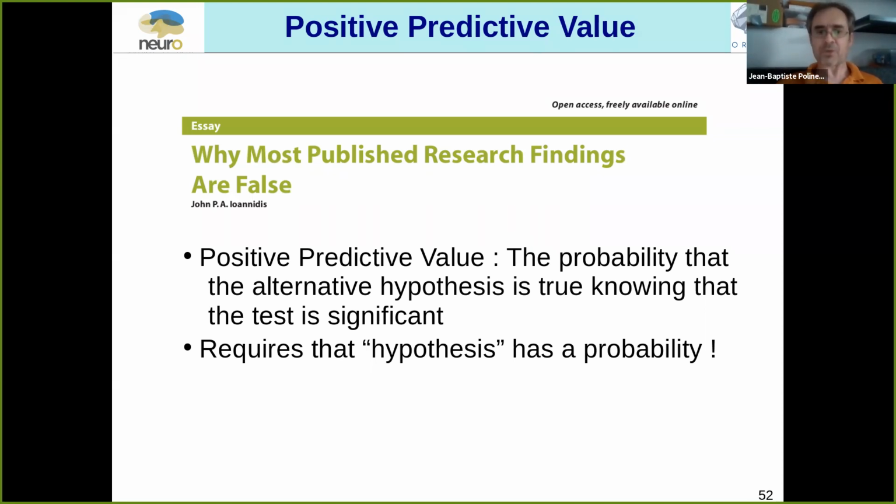And what is the positive predictive value? It's the probability that the alternative is true, knowing that the test is significant. So you have a significant test, and now you are putting yourself in the Bayesian framework, which I will remind you of quickly. Hypotheses now are probable or not probable, and you're asking whether H1 is probable if you have measured a significant test.